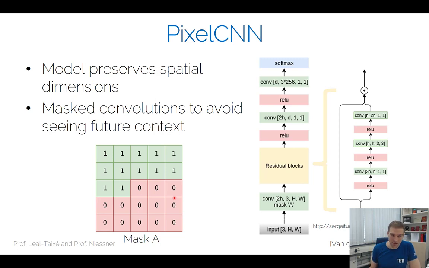And that is much nicer to do now. That is because this model preserves the spatial dimensions, and the mask convolutions can simply mimic the same behavior of the sequence, right? They avoid you seeing the future context. You're still basically conditioning the current pixel predictions, or the current feature generation, on the previous pixels, right?